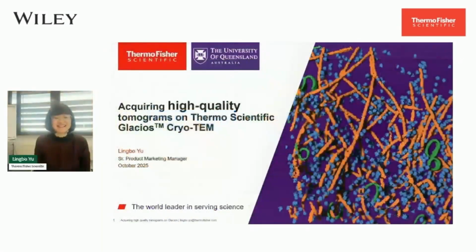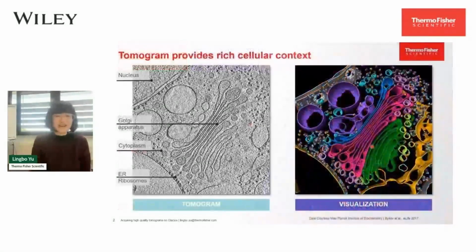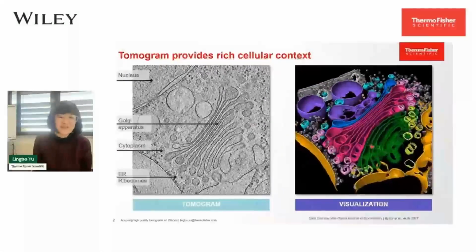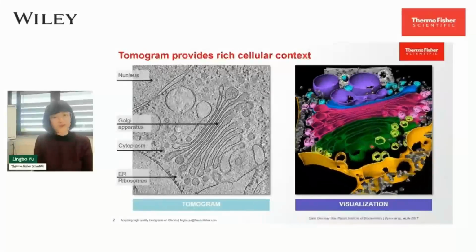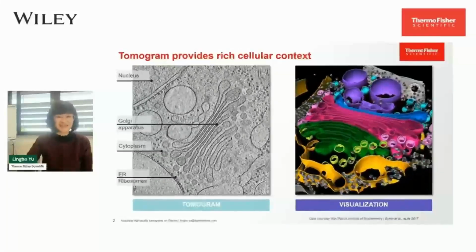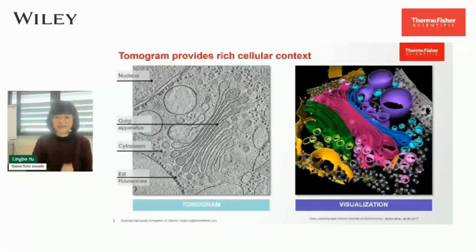Hello, everyone. Following Nick's fantastic results, I want to briefly talk today about a couple of design details we spent our efforts on to enable high quality tomograms on the Glacios cryo-TEM, our microscope. So this is a beautiful example of a tomogram, which shows a lot of cellular context. For example, this Golgi apparatus.